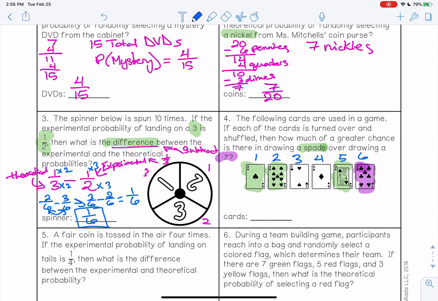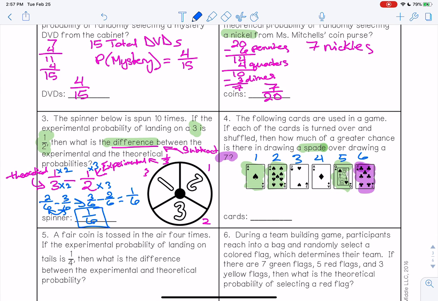So that means, okay, now remember, it's the experimental minus the theoretical. So for the experimental, oh, no, I'm sorry. We're just doing what's the chances. So in this case, what's the greater chance in drawing a spade over a 7? Well, the 7 would be 1 out of 6, right? And the spade would be 3 out of 6. Uh-oh. I'm all over the place.